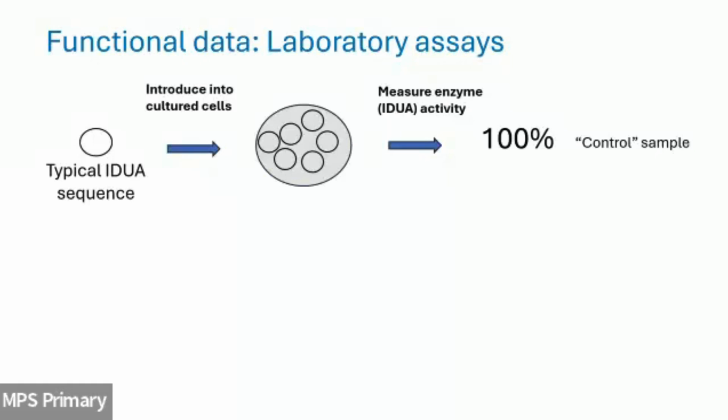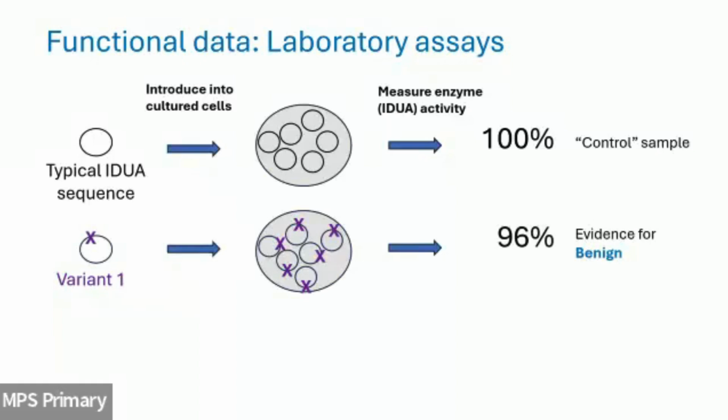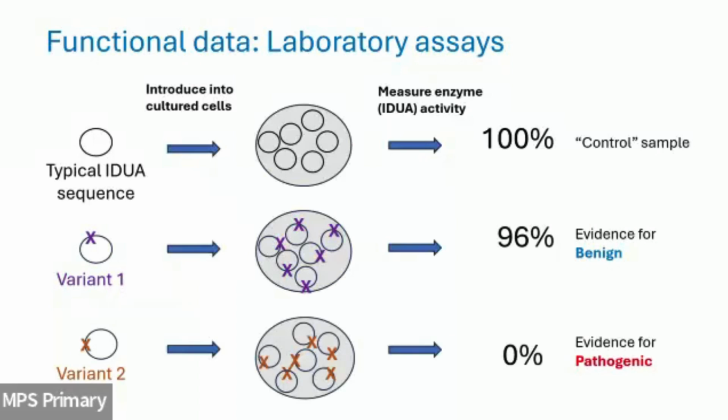What can also be done in the lab is that they can introduce genetic variants into that gene sequence. So we can look at how those genetic variants impact the activity of the enzyme. As you can see here, variant 1 has close to 100% activity, so we would take that as evidence for benign. Whereas variant 2, no activity in this particular assay, so we would see this as evidence of pathogenic.